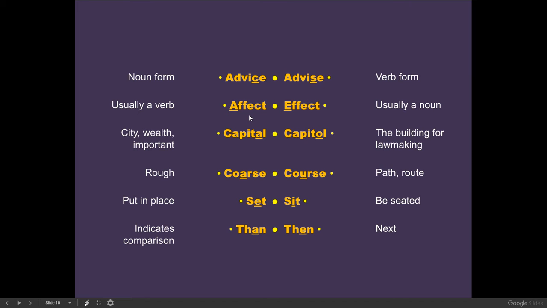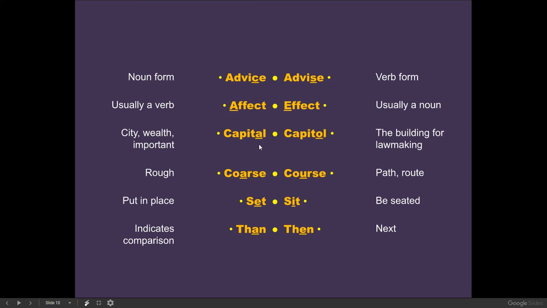But effect with an E is the noun that happened. The volcano caused a great effect on the environment. And so this is like the aftermath, cause and effect. It's a noun that occurs or is the result of something. And this is actually changing something. Okay. So that's something you have to really think about.